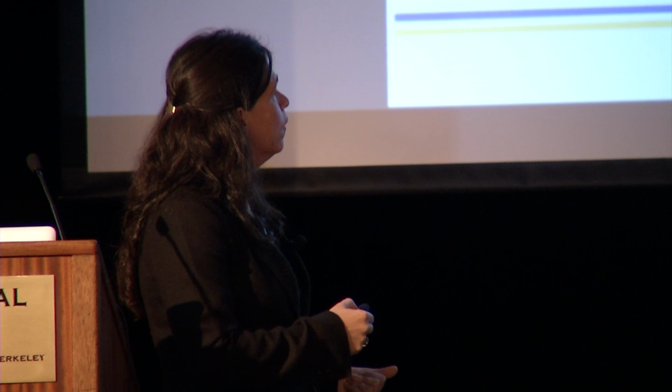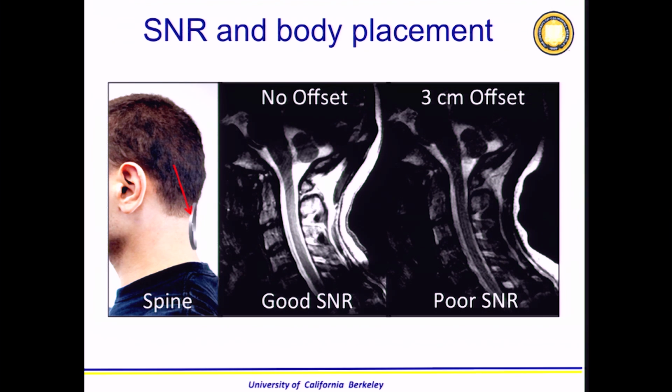The MRI signal is very, very small. I'm using the spine as an example because it's so curvy and difficult to fit. If you put the coil very, very close to the skin, you get a very good signal-to-noise ratio, and this is a good image. Now, if you offset that coil by just 3 centimeters, and most coils are offset from your body by about this much, you see the loss of signal that you get just from this offset.